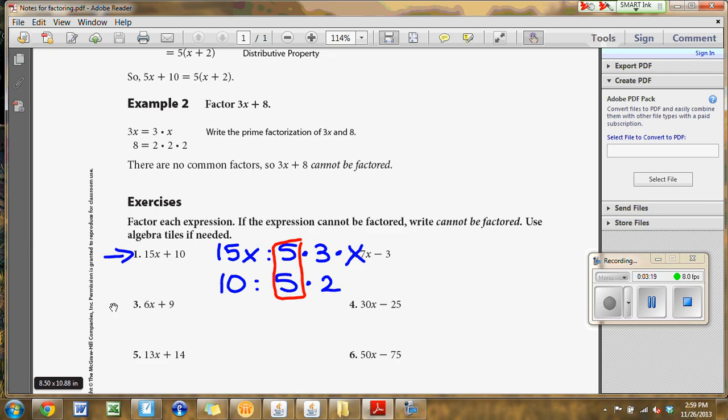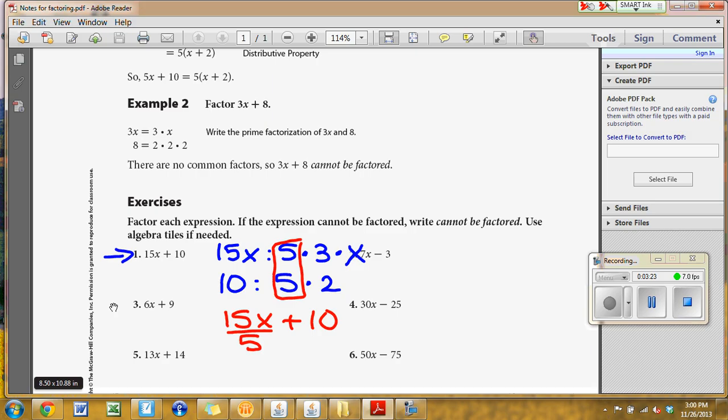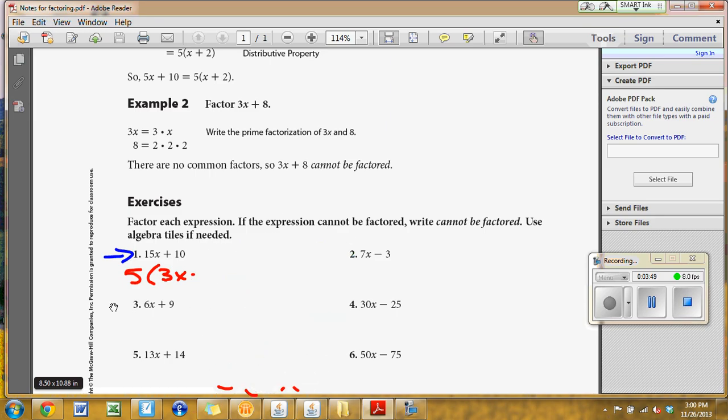So I'm going to divide each of my terms by 5. I'm going to write my 5 down first. 15 divided by 5 is 3, and of course that x we didn't do anything with, so it just stays there. And 10 divided by 5 is 2. So 5 times 3x plus 2 is my answer. Okay. Let's try another one.